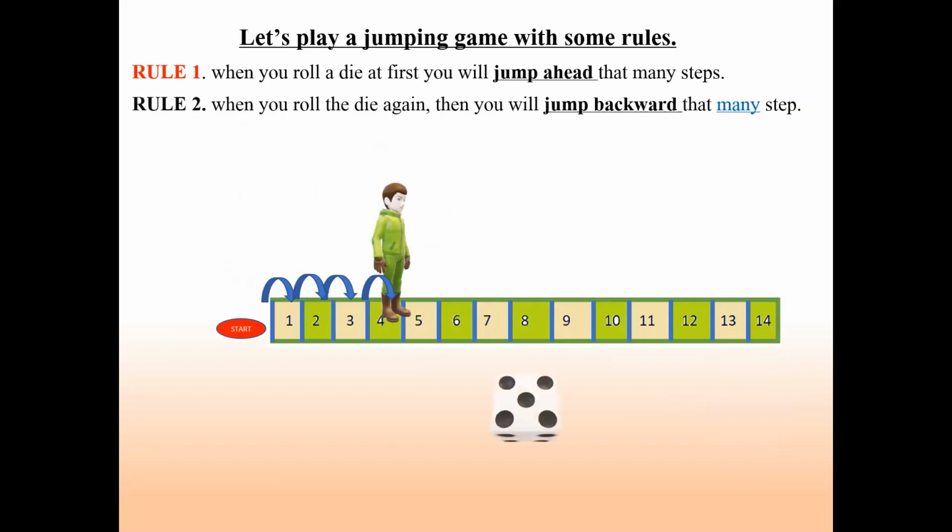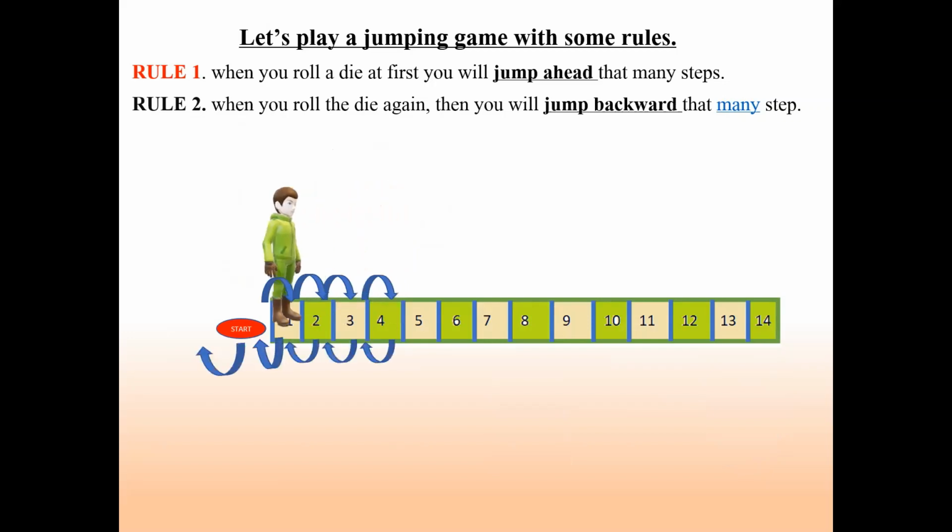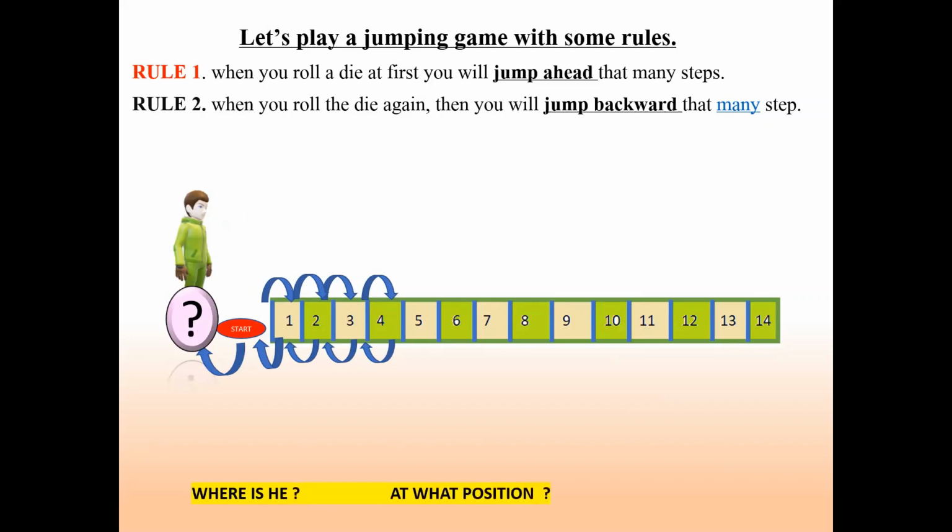Now in the second condition, when you roll the die, whatever number appears, you are going to jump backward that many steps. So from 4, if you start jumping backward, you are going to be crossing the starting point also. So where are you? If the starting point was considered to be 0, now you are somewhere beyond 0. Where are you? At what position? So you might think over here, I am at what position? And what numbering should I keep for my position?